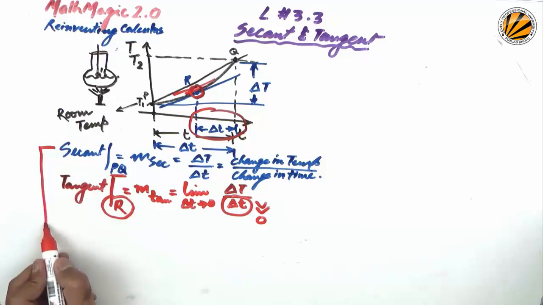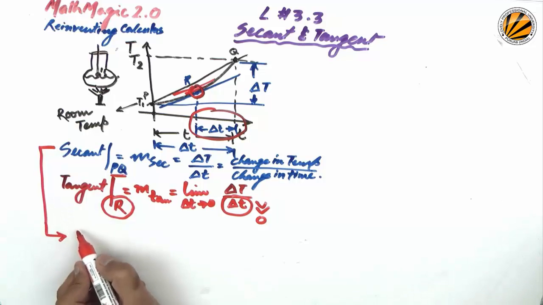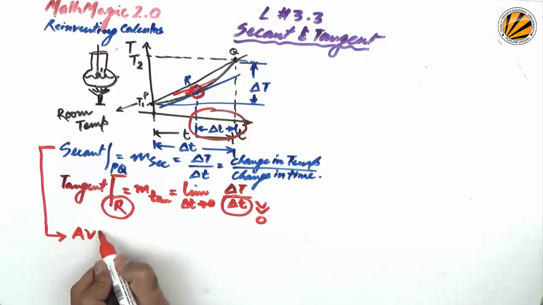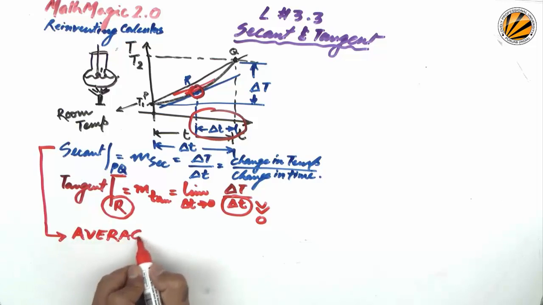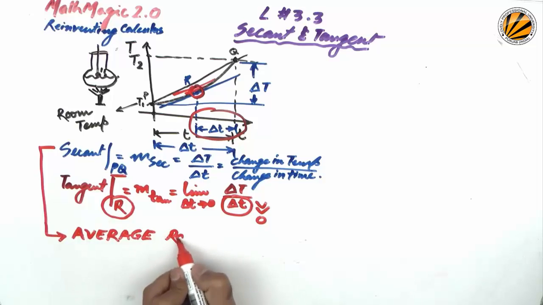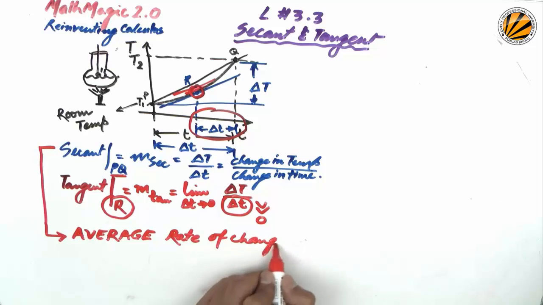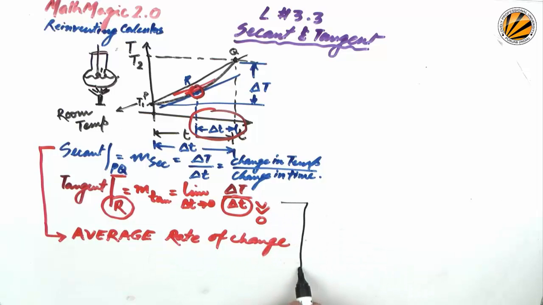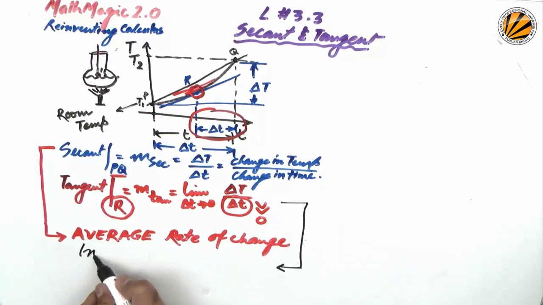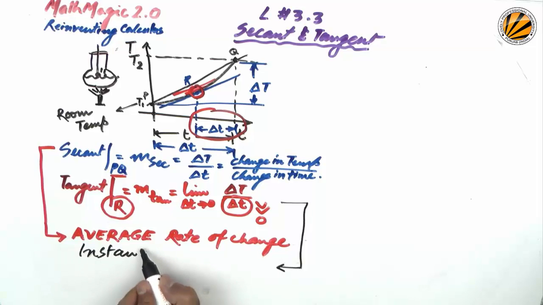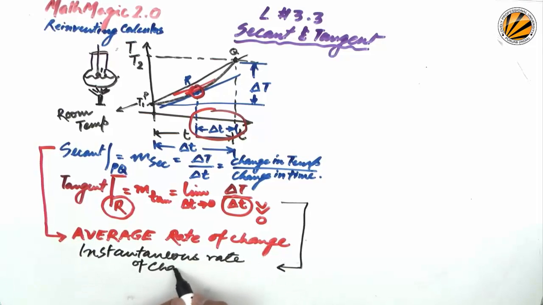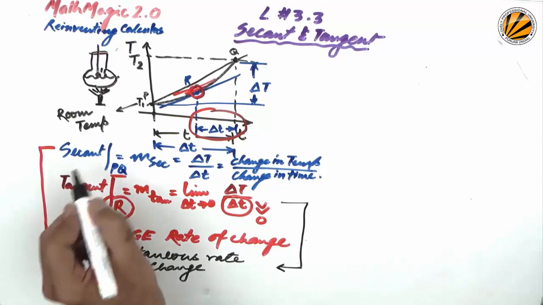Speaking in terms of mathematics, the secant always gives you the average rate of change, whereas the tangent would always give you the instantaneous rate of change.